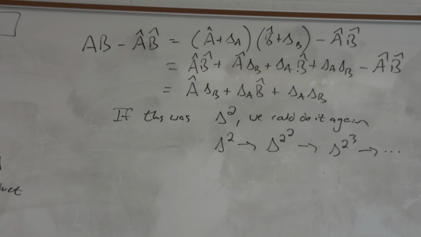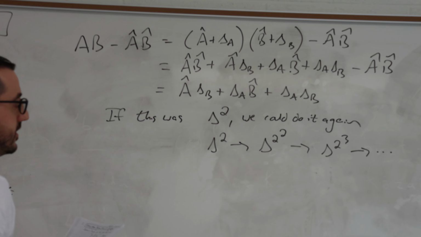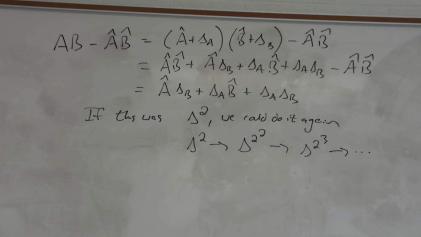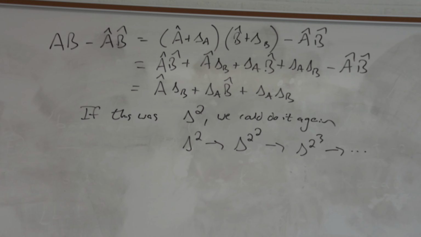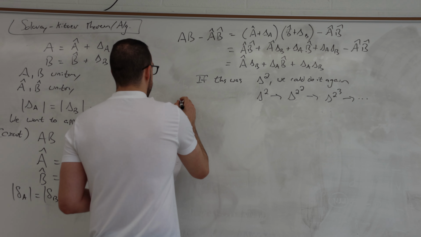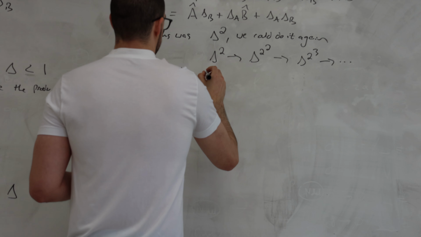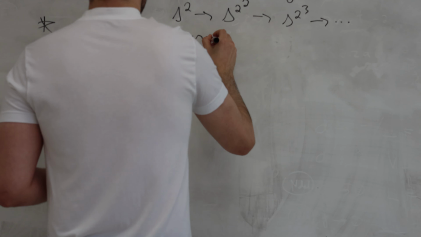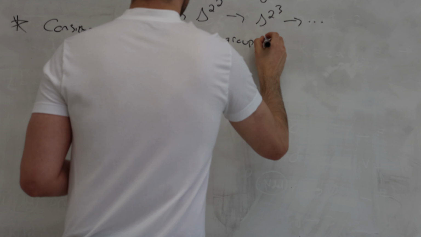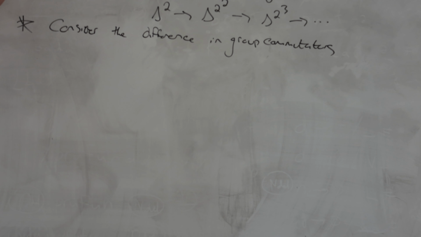We're going to have to think about some way to get rid of or do something about these terms which are to first order in delta so that we have the quadratic convergence that we would like to have. The way to do this, the key step, is to consider the difference in group commutators instead of just the difference of the product A, B minus A hat, B hat.